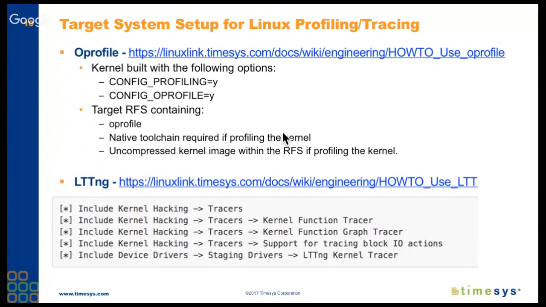Why? Because OProfile and LTTng are daemon-based systems, which means that not only is there functionality built into the Linux kernel, but there is software that runs in the file system that collects the samples, that collects the data. So to have the proper setup for profiling and tracing, appropriate adjustments have to be made to the Linux kernel and to the root file system.